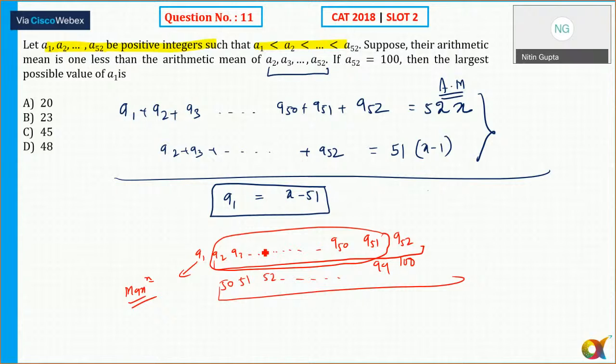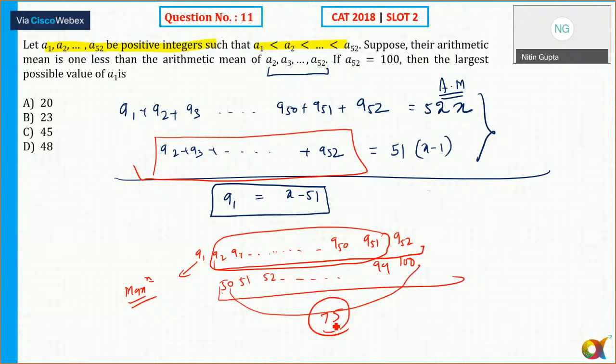So now from A2 to A52, what is the sum of all of these equal to? 51 times x minus 1. Okay. So in any case, what is the average of these numbers? I have to find out the mean. So the arithmetic mean of these numbers is equal to 100 plus 50 by 2, which is nothing but 75.